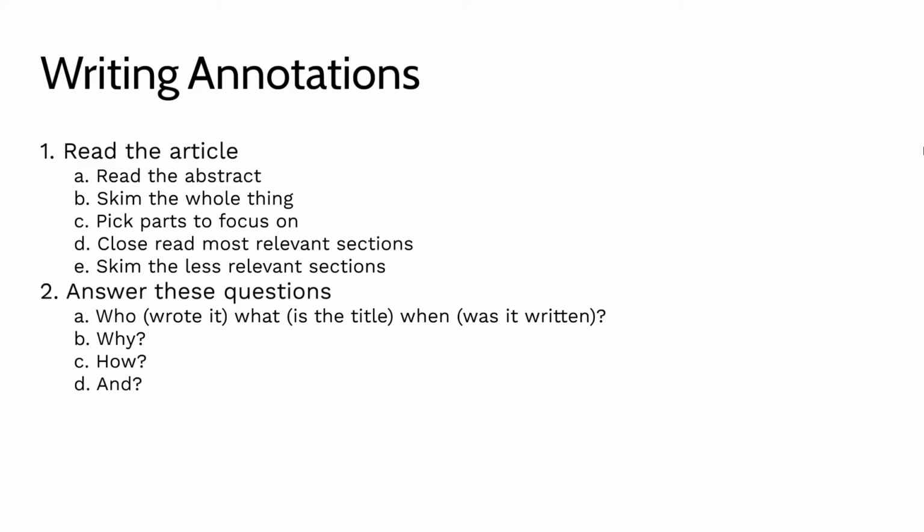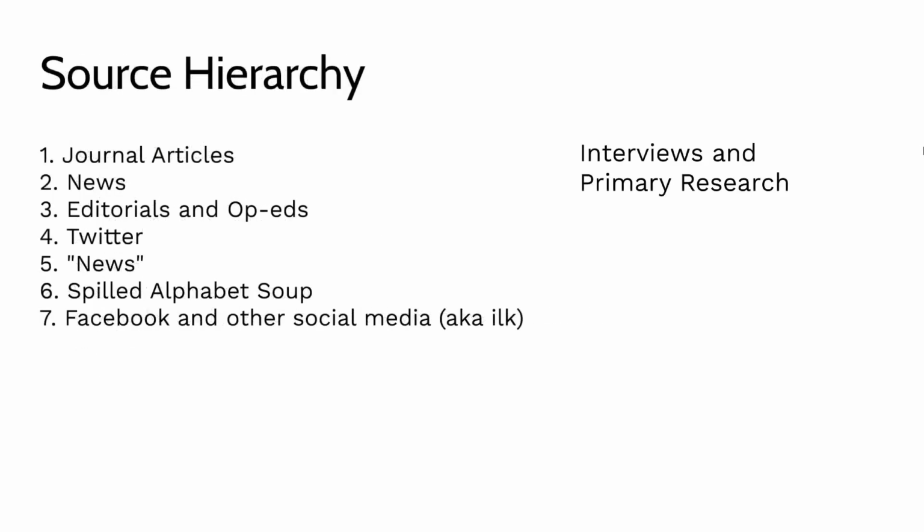So you don't have to go back and reread the entire article. Or if you do, you know exactly what you're looking for. So that's about it. That's the annotated bibliography. Oh, one more thing. Source hierarchy. That's the last thing? Yeah.